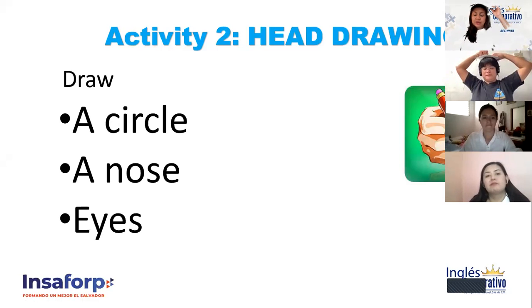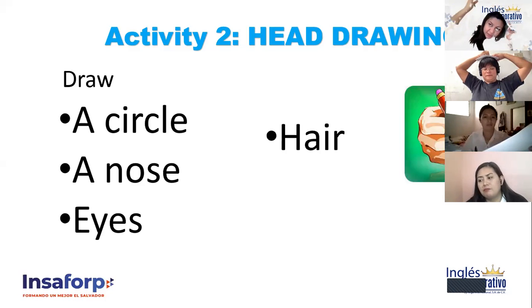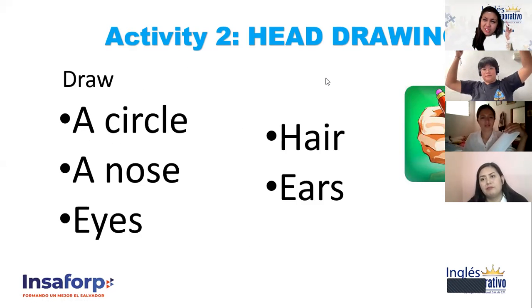Now you have to draw eyes. Okay, eyes. Ojos, eyes. And now you have to draw hair. You choose the hair, curly, straight, short, or long. Okay, now the ears. You draw the ears, las orejas. And that's it. Okay, and now at the count of three, everybody's gonna show it.